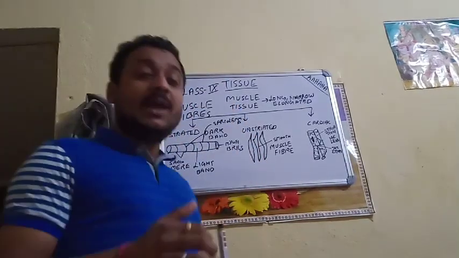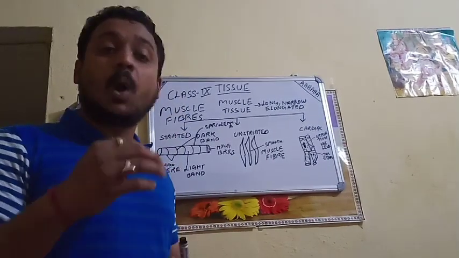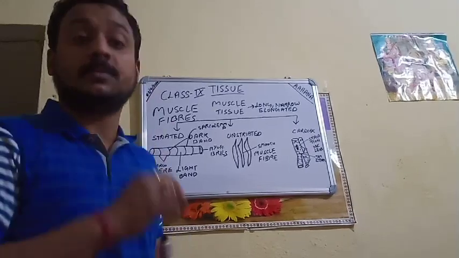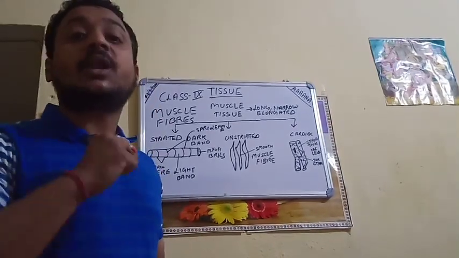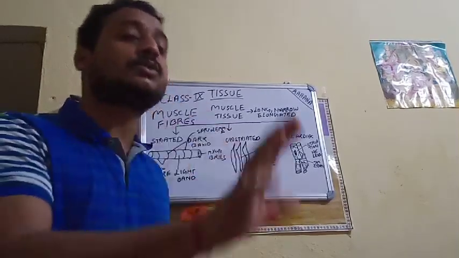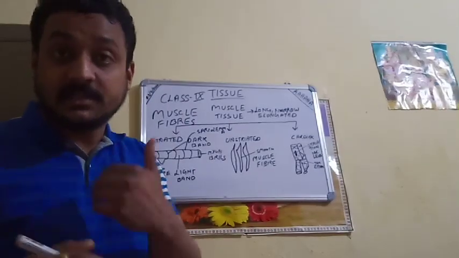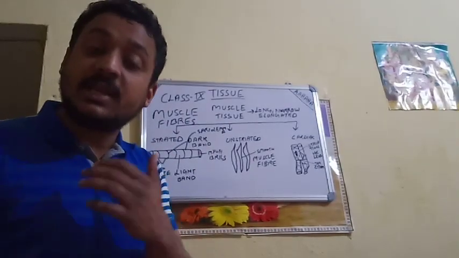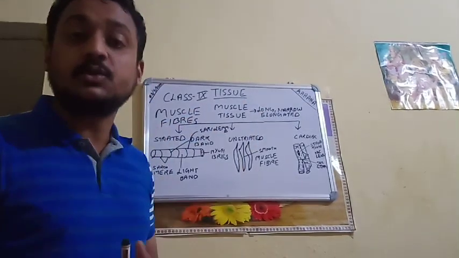Now, when we are talking about the muscle tissue, we need to learn about one thing, that what makes this muscle tissue very much special. The muscle tissue is very much special because it can contract and relax. Now, when we have said that it can contract as well as relax, surely there is something present in the muscle which is allowing the muscle to do so.